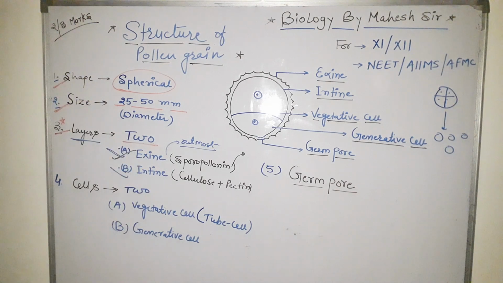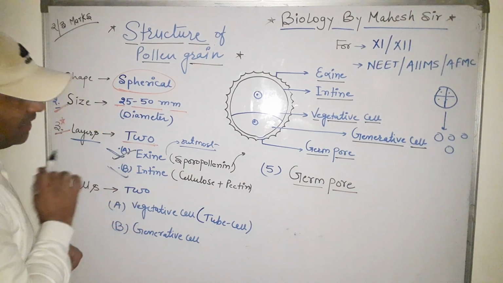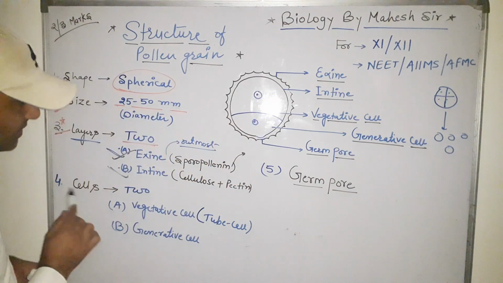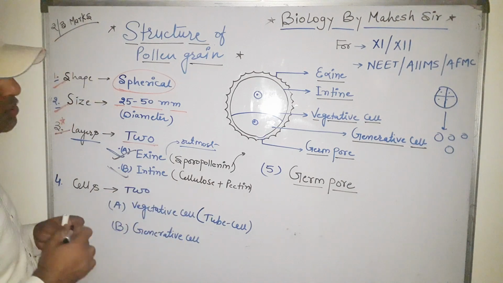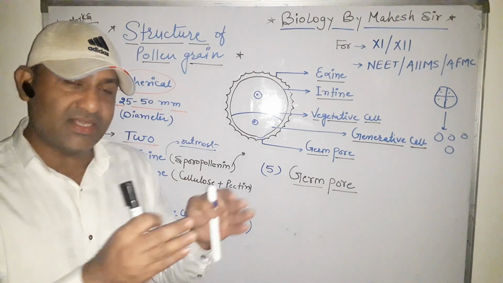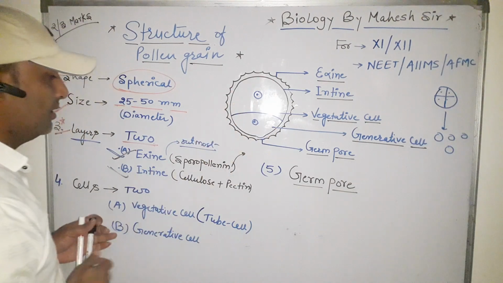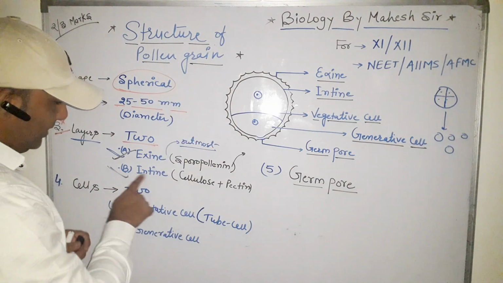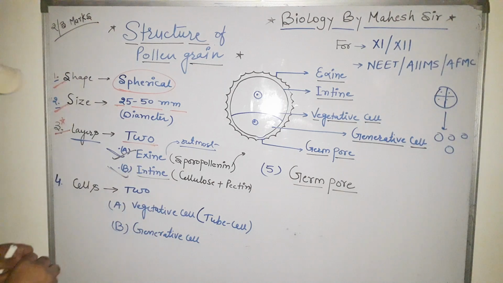The next topic is intine. The inner thin membrane is called intine. Intine is composed of cellulose and pectin. We can say it is pectocellulose. That means pectin and cellulose make up the inner membrane of the pollen grain, which is intine. Its function is to protect the inner part of the pollen grain. So that is exine and intine.